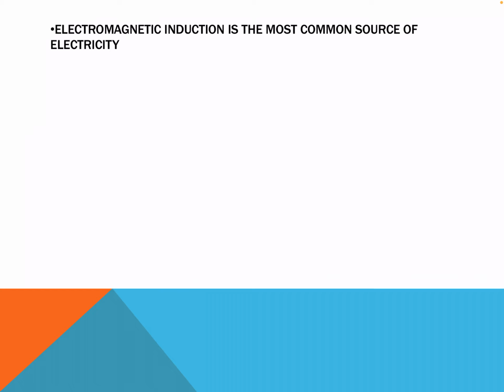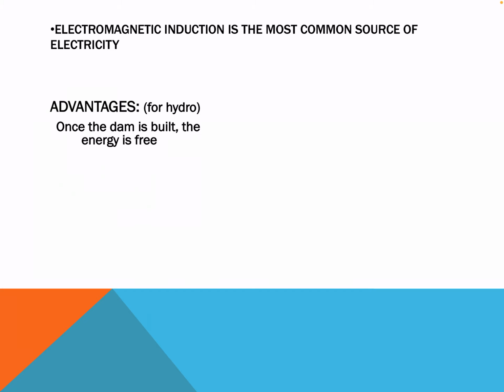Okay, now electromagnetic induction is the most common source of energy. Now, again, there's different ways of doing it. So I'm going to talk about the advantages for hydro here. So the way we do it in Manitoba using the falling water. Like I said, there's other ways to do that. So advantages, once the dam is built, the energy is free.